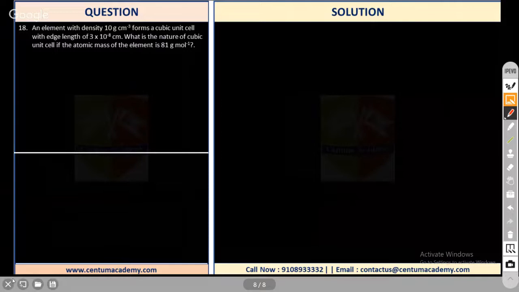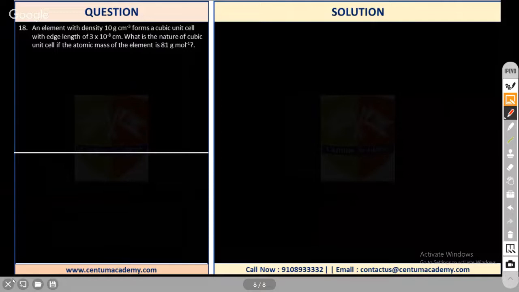You are getting BCC. An element with density this forms a cubic unit cell with edge length this. What is the nature of the cubic unit cell if the atomic mass of the element is 81 gram per mole? You just have to find out the Z value. Simple cubic. What is the Z value you are getting?